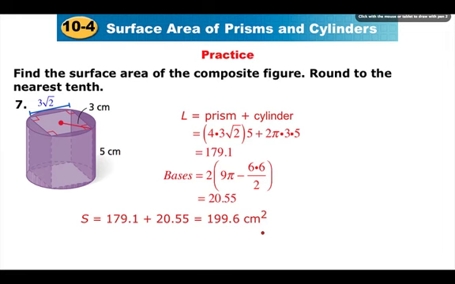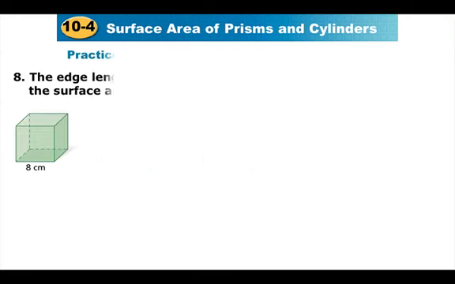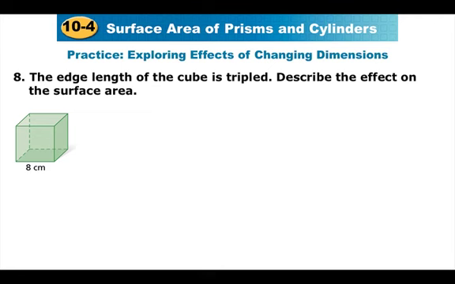Let's move on to the next slide. This problem is a little bit different. It says you need to explore the effects on change in dimensions. Follow along. The edge length of the cube is tripled. Describe the effect on the surface area. So let's go and find the surface area of this prism or this cube, which is 384.